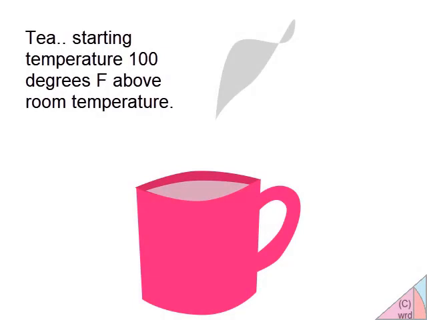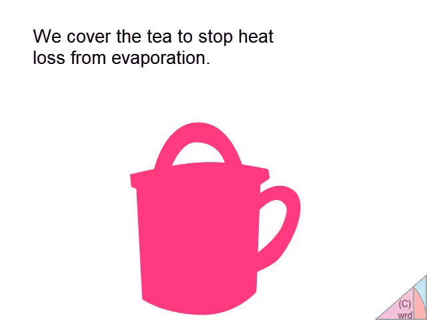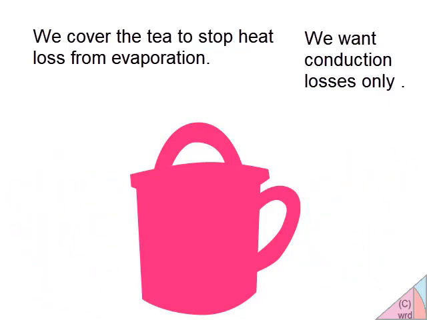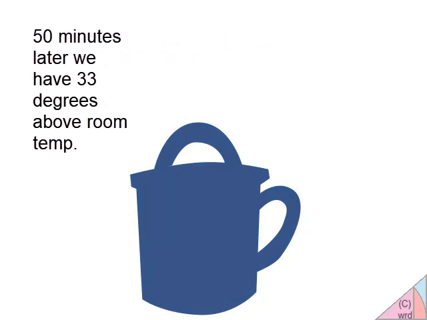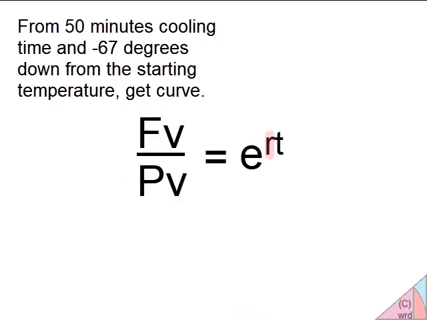A physics teacher prepares a cup of tea, 100 degrees Fahrenheit above room temperature, and covers it. This is to prevent evaporation losses, while keeping that part of the cooling function that is mostly from diffusion conduction. The tea warming the air through the cup walls. 50 minutes later, the temperature of the tea is measured. It reads 33 degrees Fahrenheit above room temperature. She wants a decay curve for finding other temperature levels after other reasonable cooling times. She wants R.